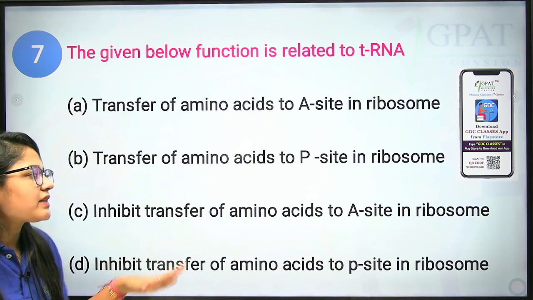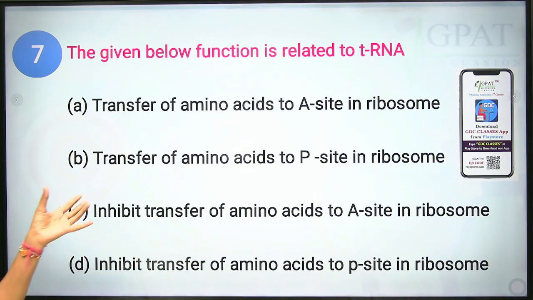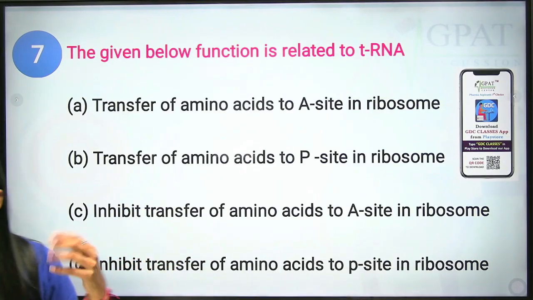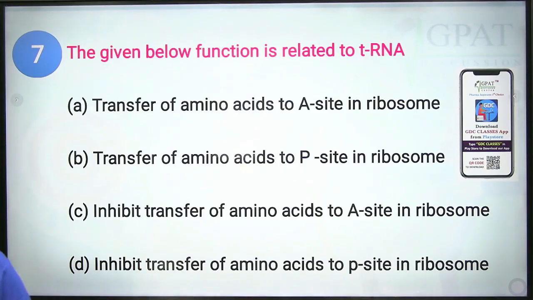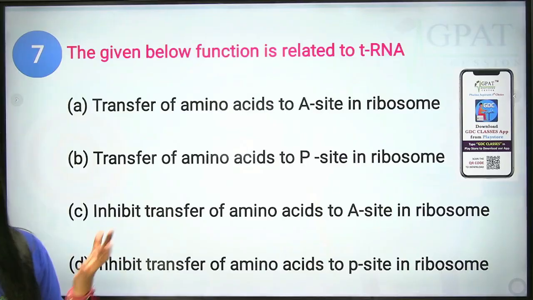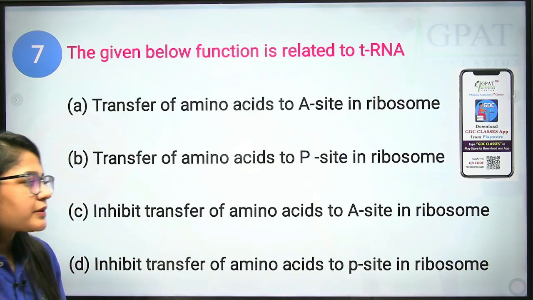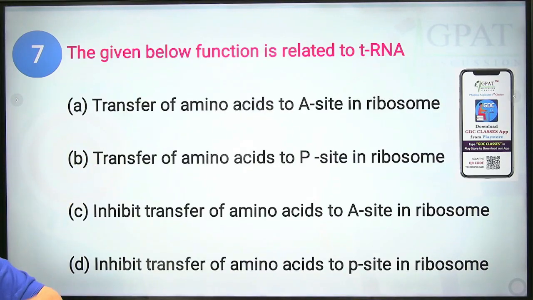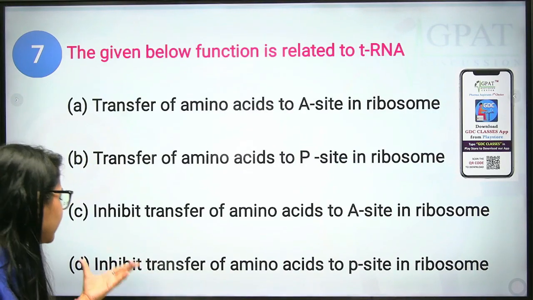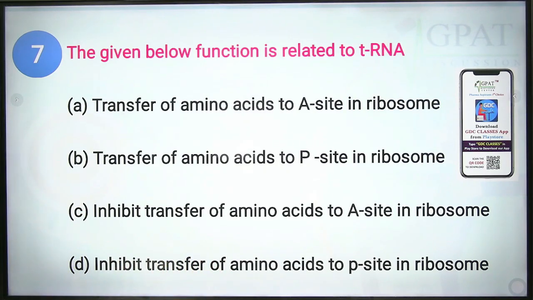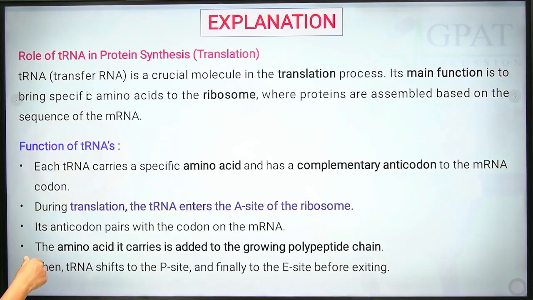Transfer of amino acids to P sites in ribosomes. P stands for the peptidyl site, and it holds the growing peptide chain, not incoming amino acids. Inhibit transfer of amino acids to A sites in ribosomes. This describes an inhibitory action, not the making action. Clear? Inhibit also represents the inhibitory action, not the transfer action, and not the normal function of tRNA.